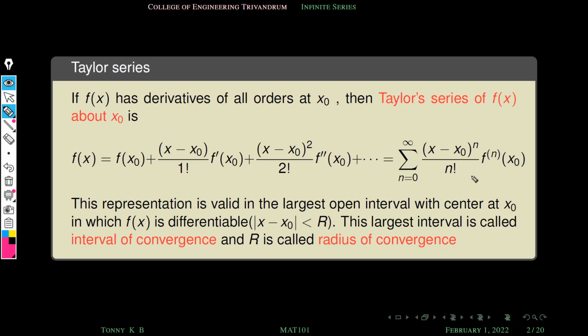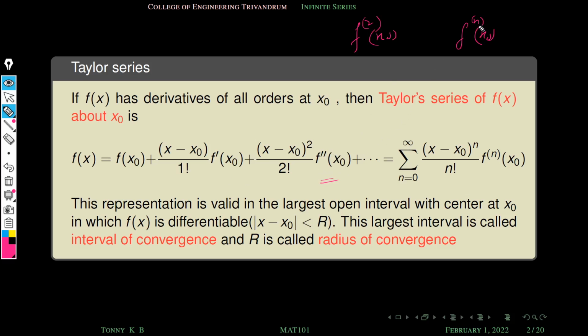And this is the compact notation of this infinite series. Sigma n equal to 0 to infinity, (x minus x naught) raised to n by n factorial, f^n of x naught. And what is f^n of x naught? Here f^n of x naught means nth derivative of the function at x naught. For example, what is f2? f2 means second derivative of the function. So f2 of x naught is the same as f double dash of x naught.